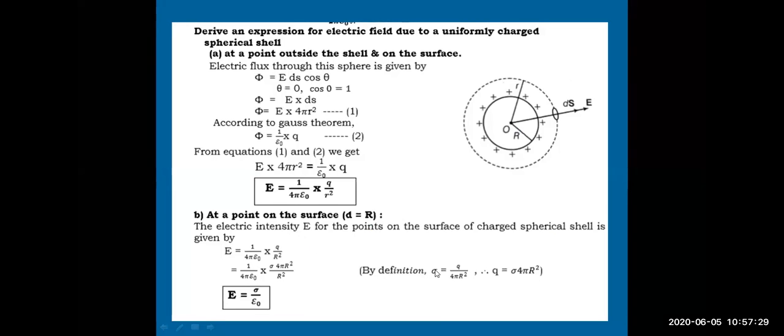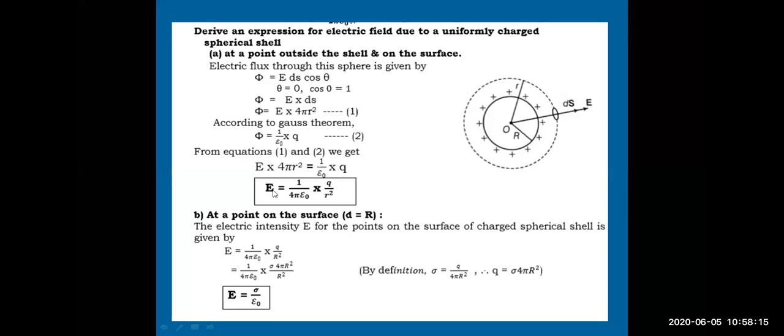By definition, the formula for sigma, your surface charge density, will be q divided by 4 pi r square. So I can cross multiply these two and get the value for q. So you will get q is equal to sigma into 4 pi r square. So you can substitute here E is equal to 1 divided by 4 pi epsilon naught. In place of q, write this value, sigma 4 pi r square divided by r square. You can cancel out capital R square, 4 pi and 4 pi will cancel. You will only get E is equal to sigma divided by epsilon naught. So this is the second part of your derivation.